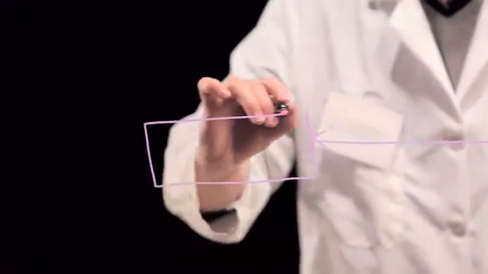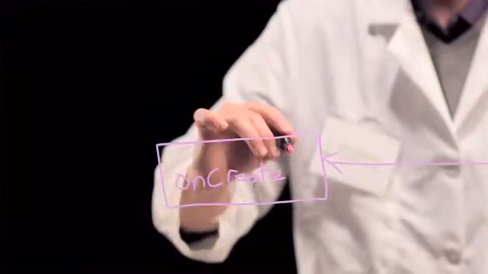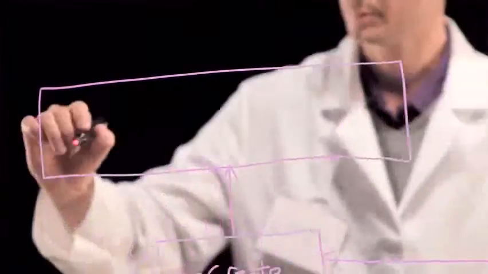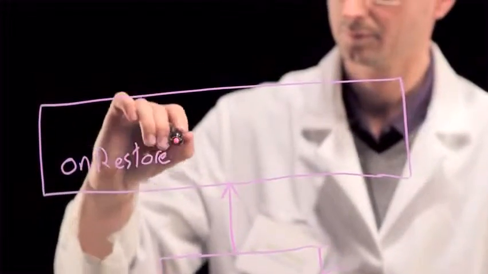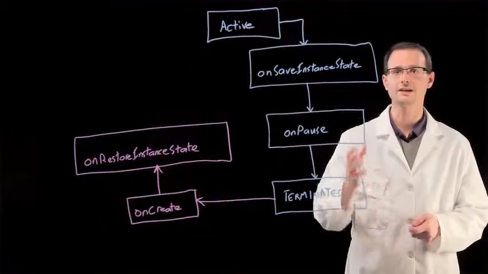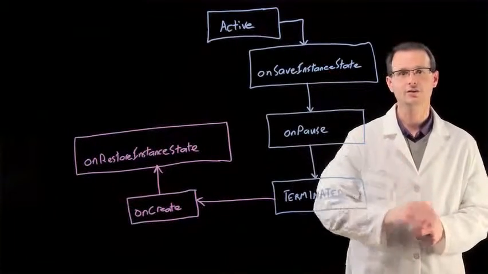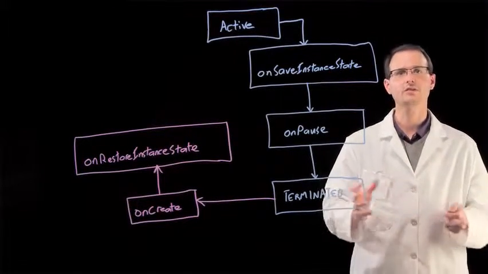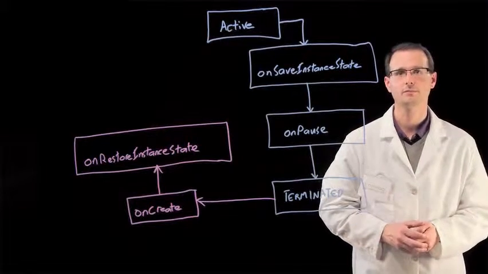And onRestoreInstanceState is called immediately after onCreate, but only if the app is being restarted after having been terminated by the system. That means you can read the bundle of state information saved the last time your app was moved from the foreground. The next time your user switches to your app, even if it was killed by the system in the meantime.